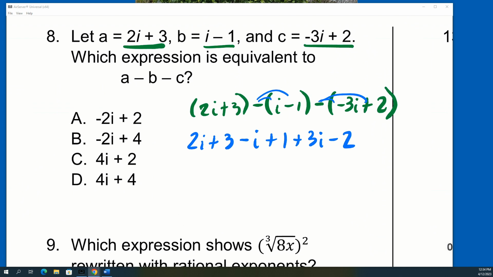Okay, so now it's just a matter of combining like terms. So we have 2i minus i plus 3i. So 2i minus 1i is 1i, plus 3i is 4i. Right, and then we have 3 plus 1 minus 2. So 3 plus 1 is 4, minus 2 is 2. It's going to be C.